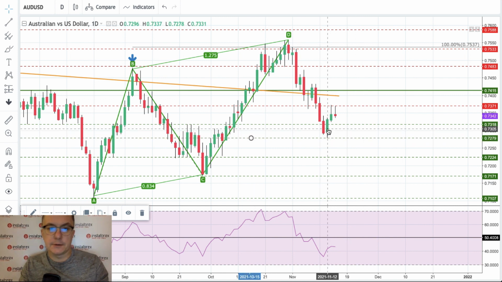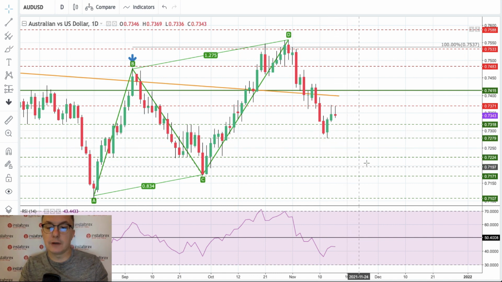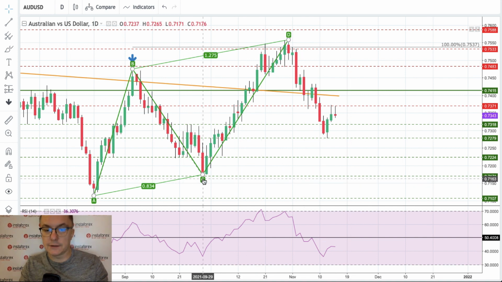We will move this level, the last level, a little bit lower because the low is around the level of this low, 0.7278. So that's the lows of the November 2021. If this level is violated, then the decline will continue towards 0.7224, and then of course the lows of the ABCD pattern, which is 0.7171.